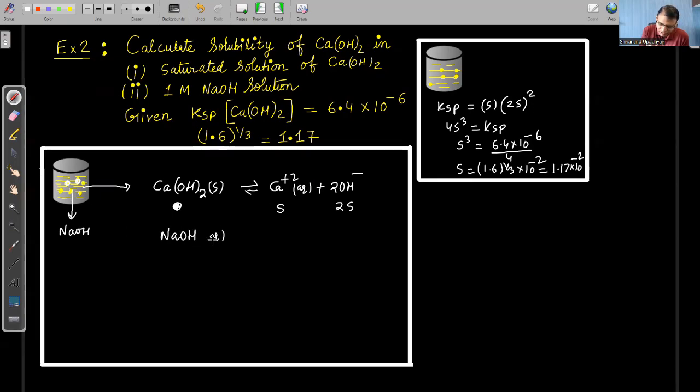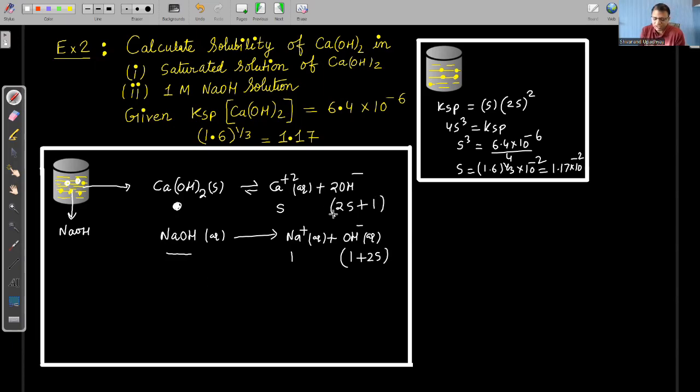It is a strong base. It is 100% dissociated. So it will form Na plus in aqueous state plus OH minus ion in aqueous state. So if we put 1 molar NaOH, there is no NaOH in molecular form. All will dissociate. It will form 1 molar Na plus ion. And 1 molar OH minus is coming from NaOH, and S amount, 2S amount is coming from calcium hydroxide. So from here we can write that 1 plus 2S.